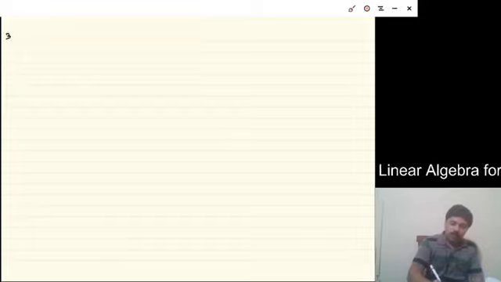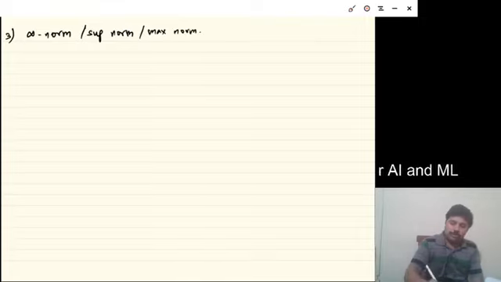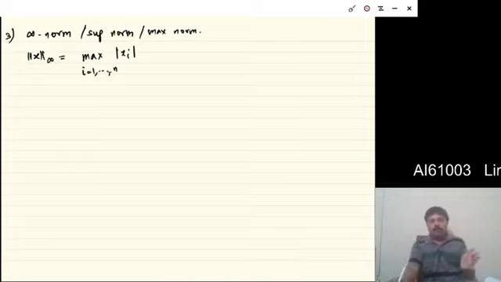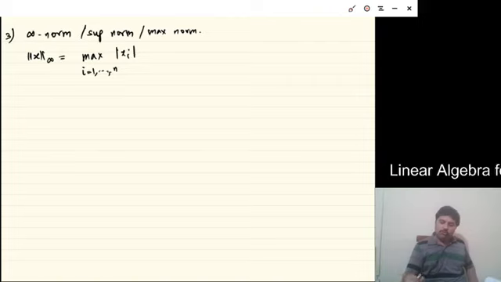Another interesting norm is infinity norm. Infinity norm, sometimes called as sup norm. In our case, it will be maximum norm. So what is it? It's defined as maximum value of mod xi, i equal to 1 up to n. So you choose the absolute maximum value in this particular vector. That's the norm.